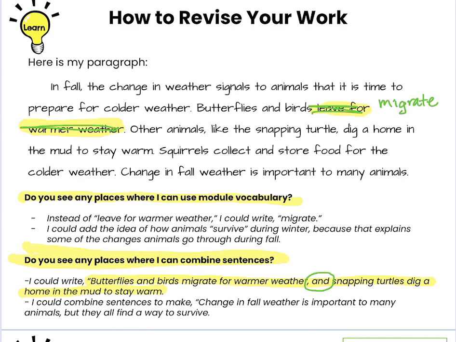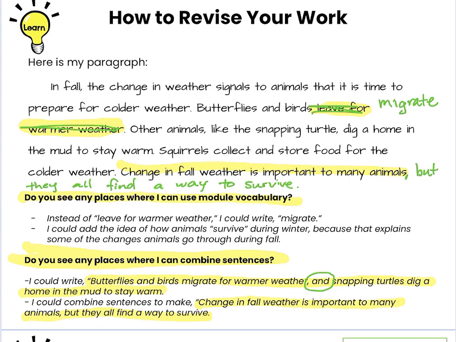I could also combine the sentences to make change in fall weather is important to many animals, but they all find a way to survive. So that's part of my conclusion. So instead of just ending it there, I could add comma, conjunction, but they all find a way to survive.